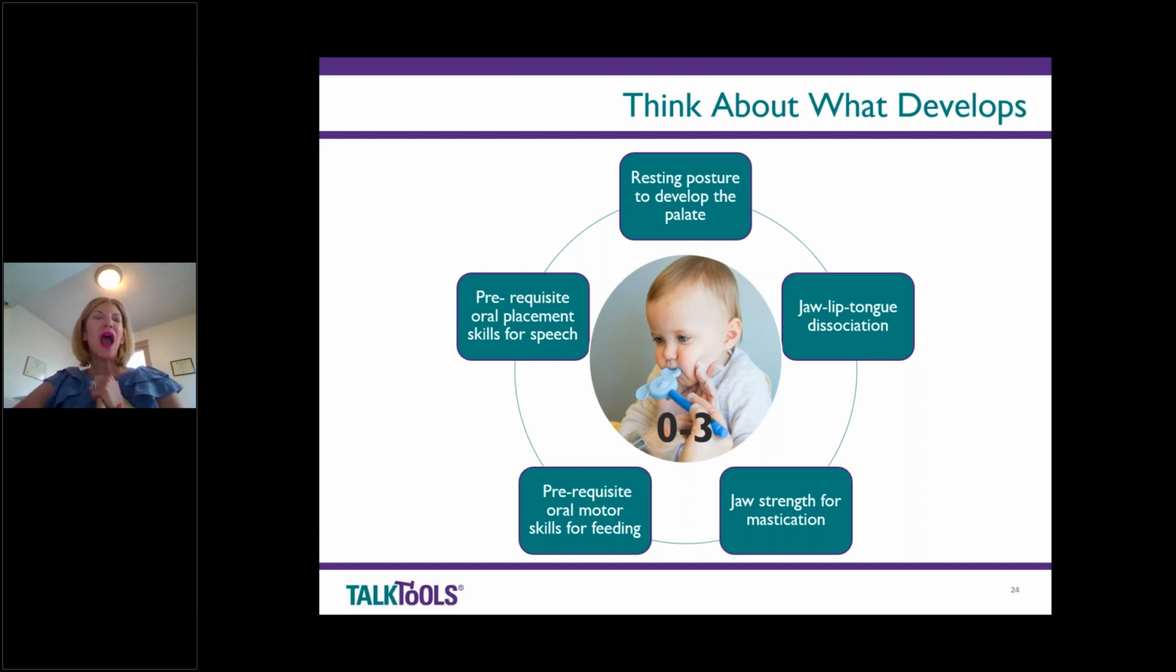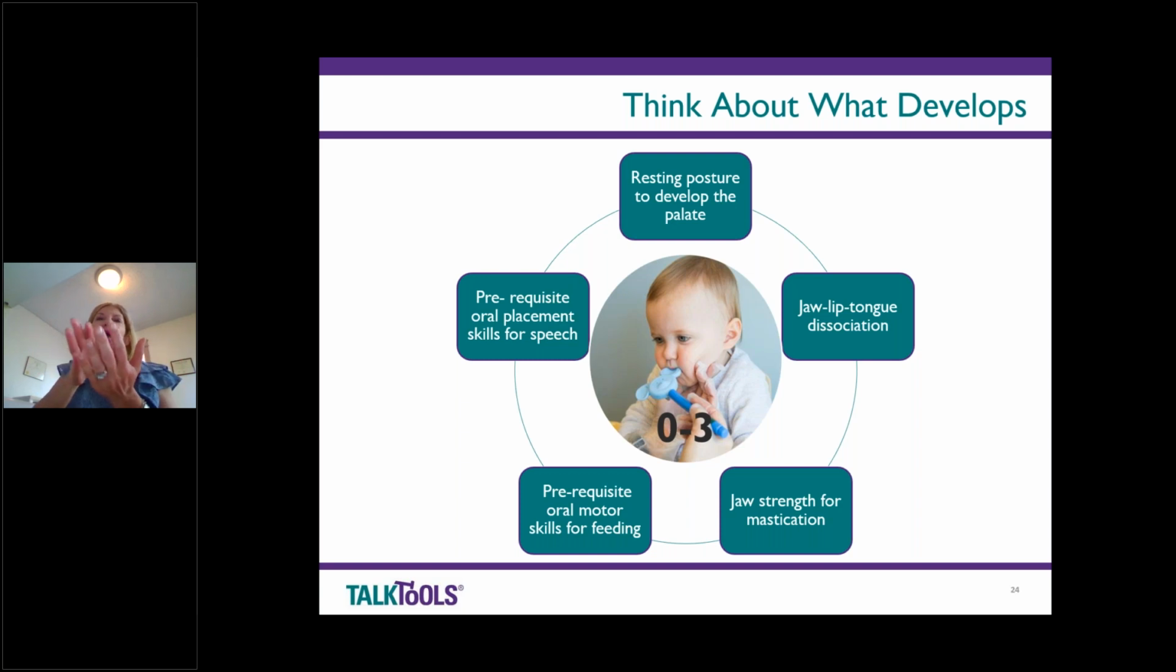Resting posture, key to developing that palatal vault, is happening at 0 to 3. The hierarchy of jaw, lip, tongue dissociation, which is very eloquently and described in detail in both Diane Barr's book, Nobody Ever Taught Me or My Mother That, and A Sensory Motor Approach to Feeding and Pre-Feeding by Morris and Klein.